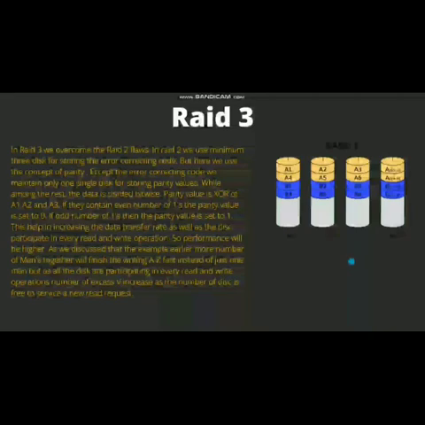RAID 3. In RAID 3, we overcome the RAID 2 flaws. In RAID 2, we use a minimum of 3 disks for storing the error correcting code. But here we use the concept of parity. That is, instead of the error correcting code, we maintain only a single disk for storing the parity values, while among the rest of the disks, the data is divided bitwise. The parity value is the XOR of A1, A2 and A3. If they contain an even number of ones, the parity value is set to 0, and if an odd number of ones, the parity value is set to 1.